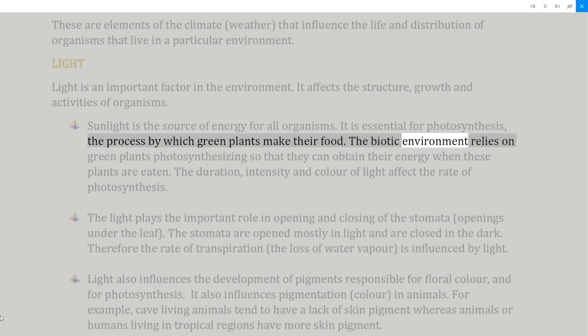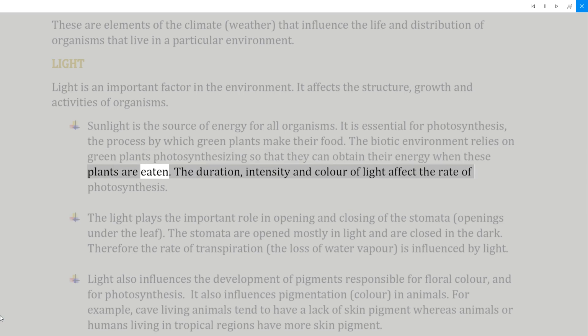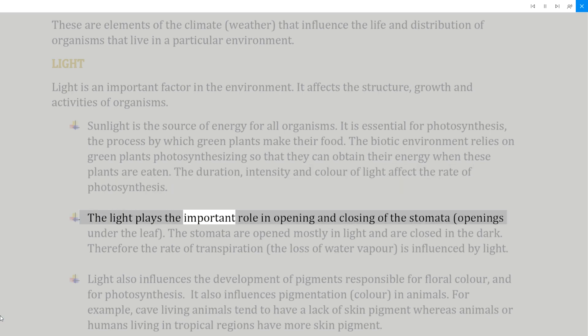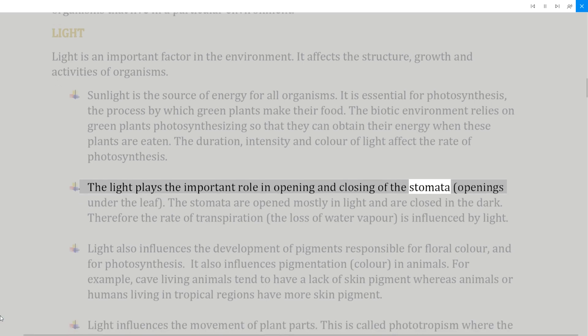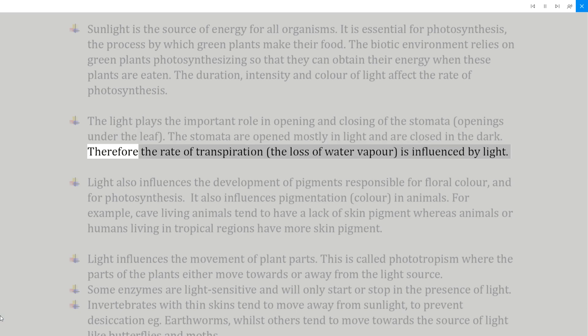The biotic environment relies on green plants photosynthesizing so that they can obtain their energy when these plants are eaten. The duration, intensity, and color of light affect the rate of photosynthesis. Light plays an important role in the opening and closing of the stomata, openings under the leaf. The stomata are opened mostly in light and are closed in the dark. Therefore the rate of transpiration, the loss of water vapor, is influenced by light.